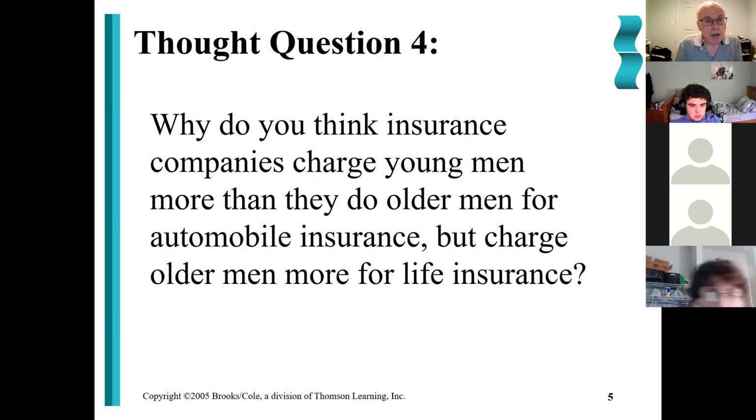All right, here's another question. Why do you think insurance companies charge young men more than they do older men for automobile insurance, but charge older men more for life insurance? Because there's more of a probability of a young man driving recklessly. Good. And older men die younger. I mean, not die younger, but like die younger than women.